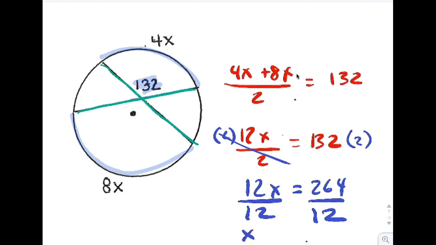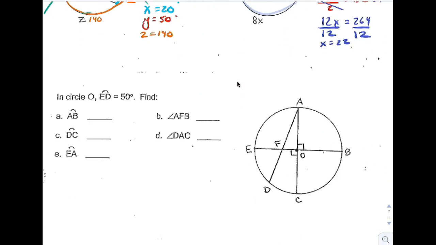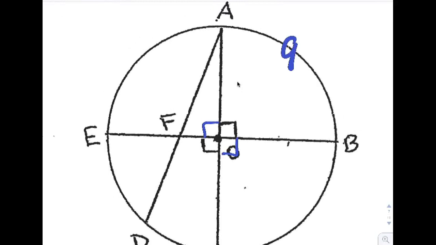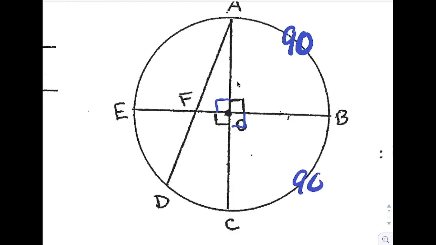Divide both sides by 12, and x is 22. In this problem down here, it gives you 2 right angles in the middle, but that's really 4 right angles, right? So this arc has to be 90 because it's a central angle. This arc has to be 90 because it's a central angle. I mean, there's basically 4 90s here. This entire thing is 90.